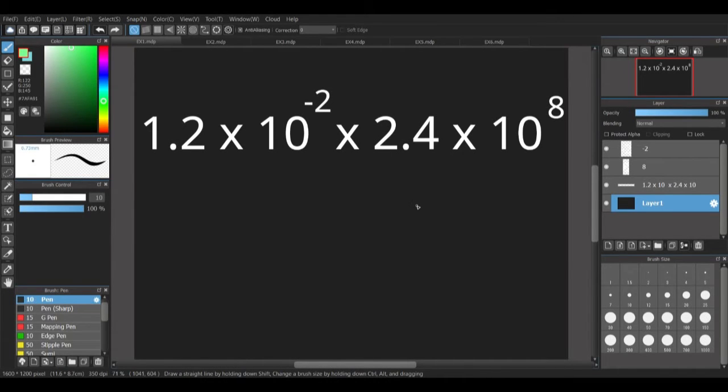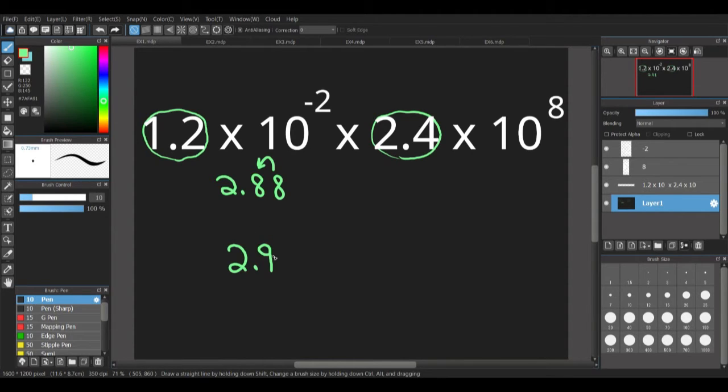For our first example, we are going to do 1.2 times 10 to the negative second times 2.4 times 10 to the eighth. The first thing we are going to do is multiply the coefficients, which are the 1.2 and the 2.4. Doing that will give us 2.88. But 2.88 is three significant figures. Both of our terms only have two significant figures, so we're going to round that to 2.9.